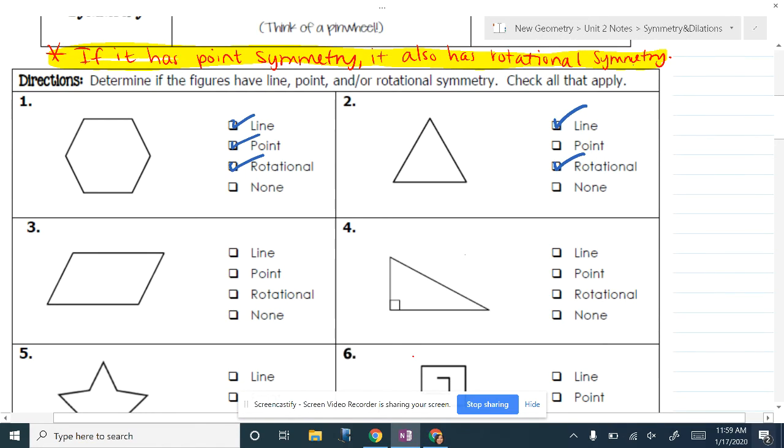All right, number 3 is a parallelogram. It does not have line symmetry because nowhere that I draw a line does it match up on both sides. Because this corner would be coming down here and this one would be going up there. So those do not match up. So it does not have any type of line symmetry. Upside down, it looks exactly the same because right now it kind of looks like the state of Tennessee, where you have a bottom corner on the left, top corner on the right. So it does have point symmetry. And if it has point symmetry, it also has rotational symmetry.